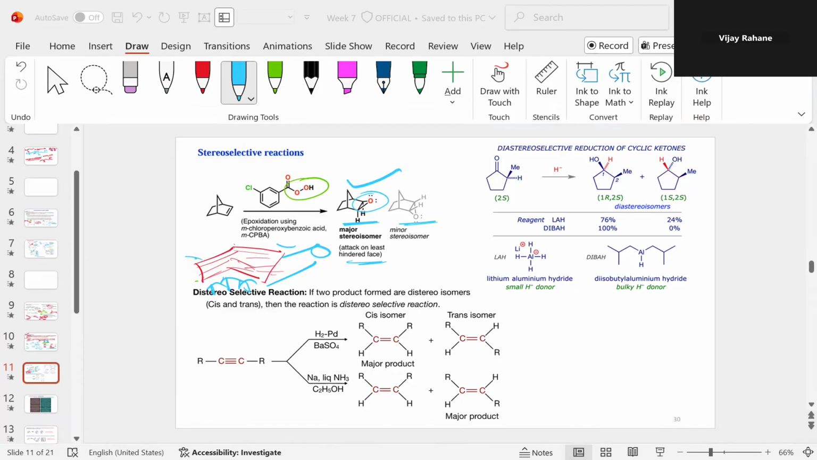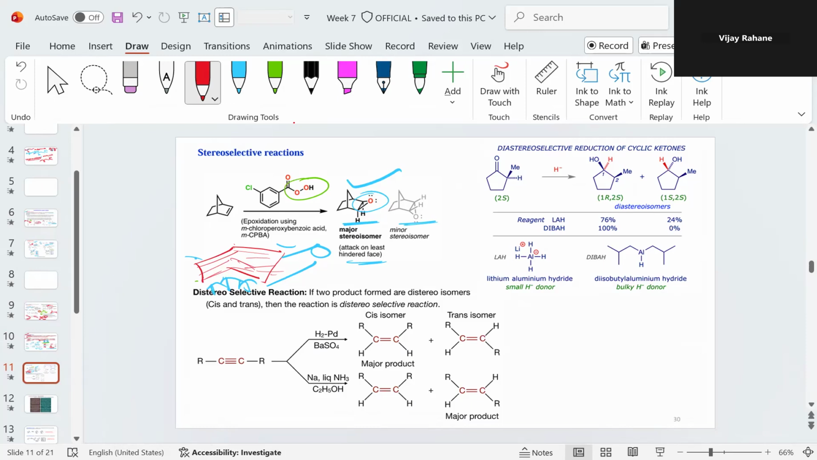Okay. So we'll take a few more examples on this stereoselectivity because it is a very important topic that you should understand at this stage only. Otherwise, when we are doing problems on retrosynthesis which involve this stereoselectivity, then you may encounter difficulty. So let's see a few more examples.